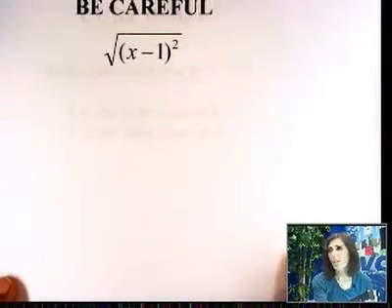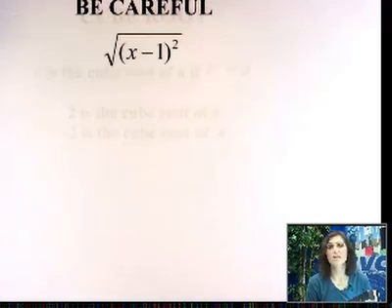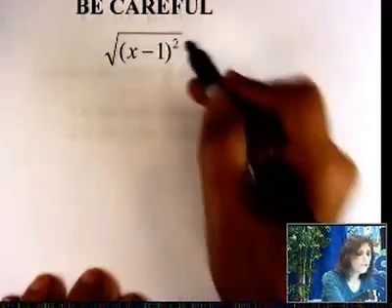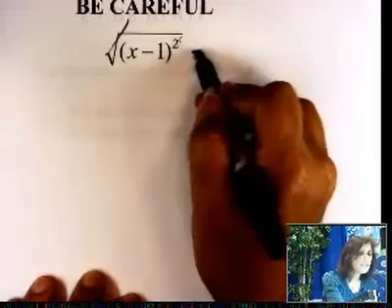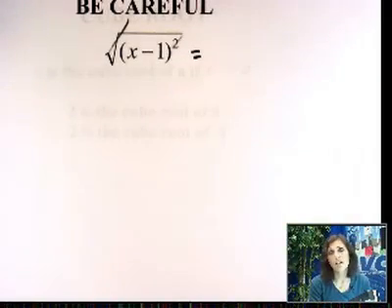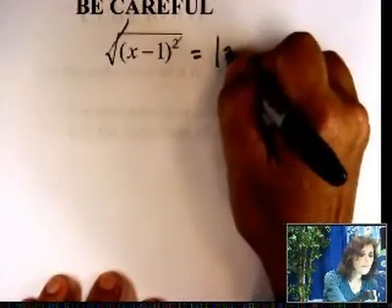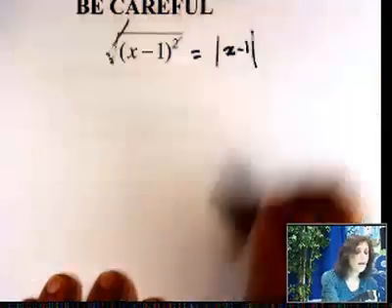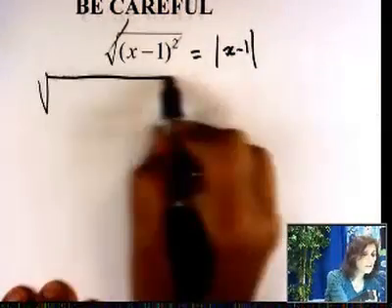Okay. How about something with x's and numbers and all that? No problem. These two will cancel out. But since it has a variable in it, what do you need to have? You need to have an absolute value. It doesn't matter how big this thing is.